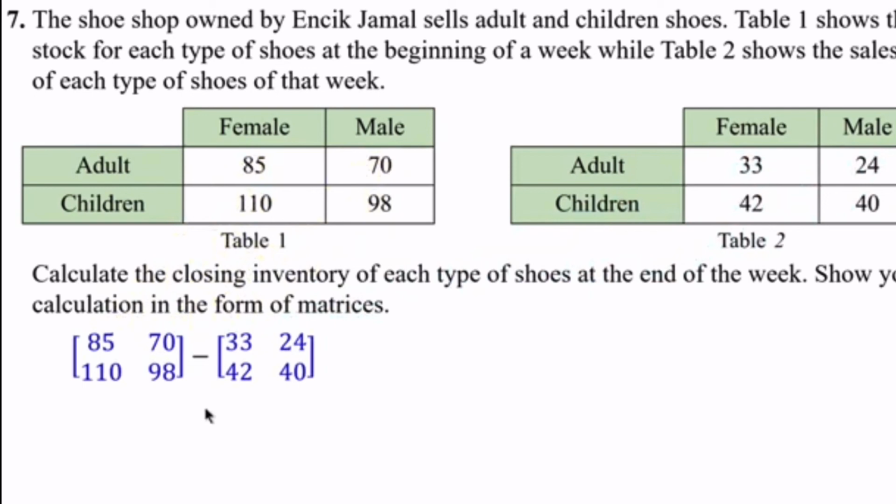So we will take 85 minus 33 for the adult, okay? We will get the answer, which is, alright, a simple calculation, 52. And 70 minus 24, you get 46. And 110 minus 42, you will get 68. And then 98 minus 40, you will get 58. So this is the closing inventory for each type of shoes at the end of the week.